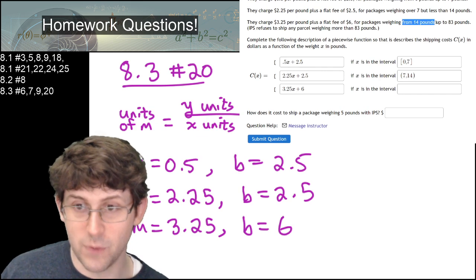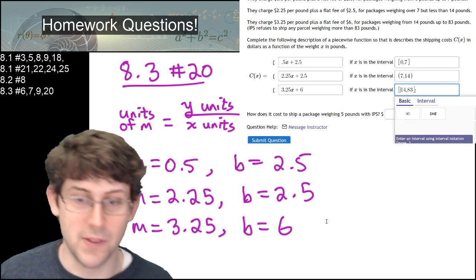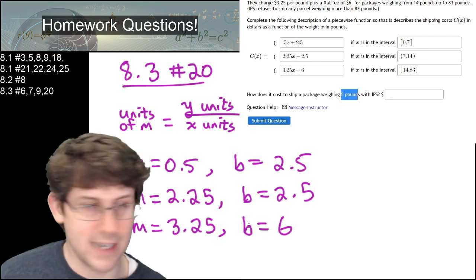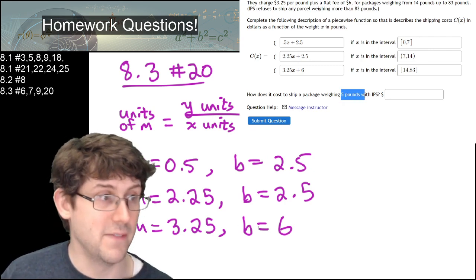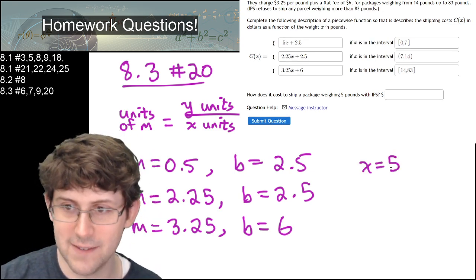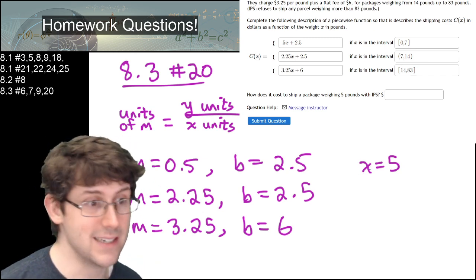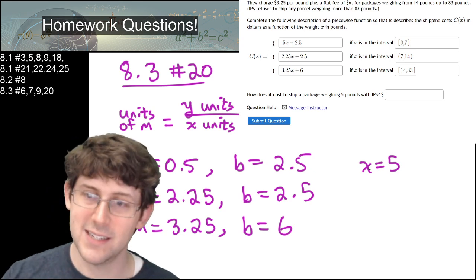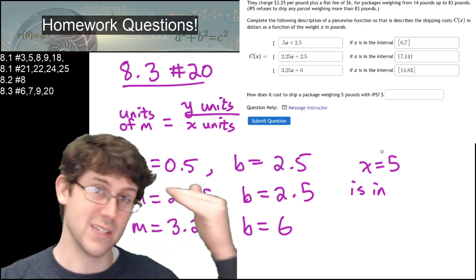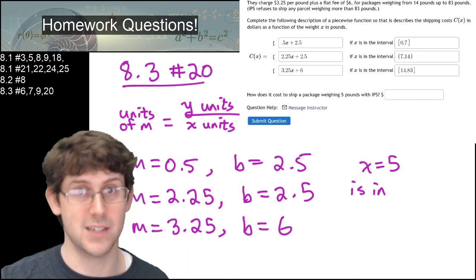Finally, this one is from 14 pounds up to 83 pounds. That sounds like both of them are included, so they'll both get square brackets. Finally, it says, how much does it cost to ship a package that weighs 5 pounds? Well, the 5 pounds are the x. So we need to plug in x equals 5. The issue is I have 3 formulas I could plug it into. Which one do I plug it into? The answer is x equals 5 is in one of those ranges, 0 to 7, or 7 to 14, or 14 to 83. And those ranges tell me which equation to use.